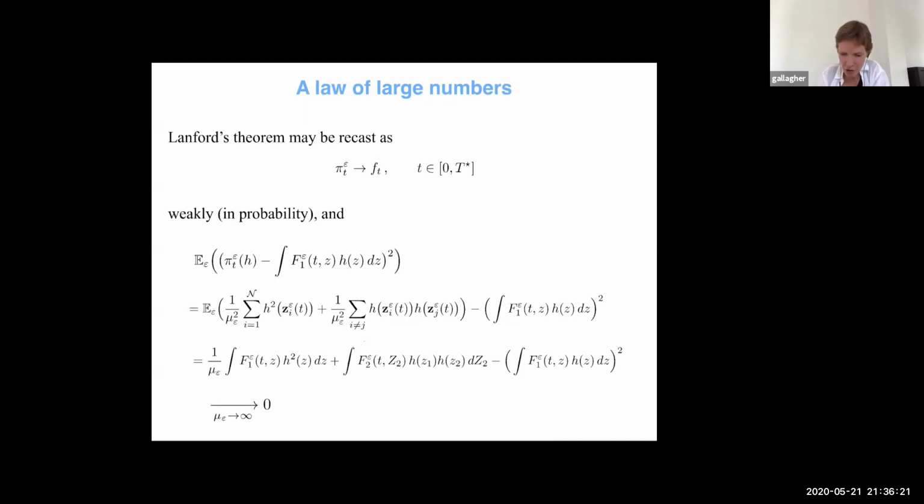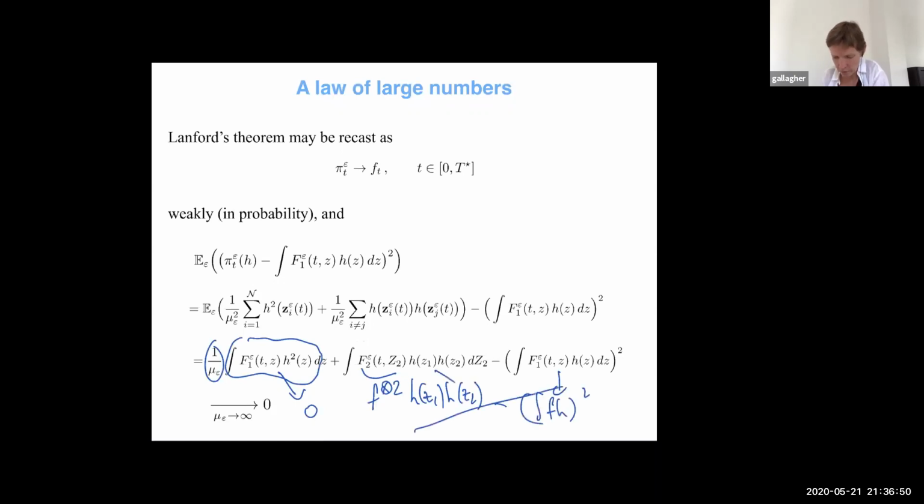Now, if I look at the limit when epsilon goes to 0, what do I get? Well, I know that this guy converges to 0 because this converges to f times h squared, and I have 1 over mu here. This goes away. This here converges to 2 copies of the Boltzmann solution times h of z1, h of z2. This is exactly the square of the integral of fh. And this converges to the integral of fh squared. So those two things are equal, and then the limit is 0. Okay, so this is a way of seeing Lanford's theorem as a kind of law of large numbers.